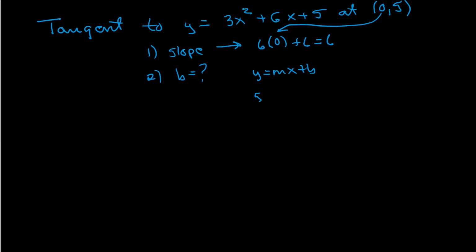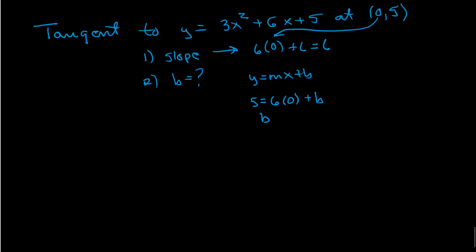To get the b value, I'm going to use my equation y equals mx plus b. Substituting in 5 for the y value, 6 for the slope, 0 for the x value, plus b. Remember, the x and the y values come from this point. When I solve for b, I get b equals 5. So the equation of the tangent line is going to be y equals a slope of 6 times x plus the b value is 5.